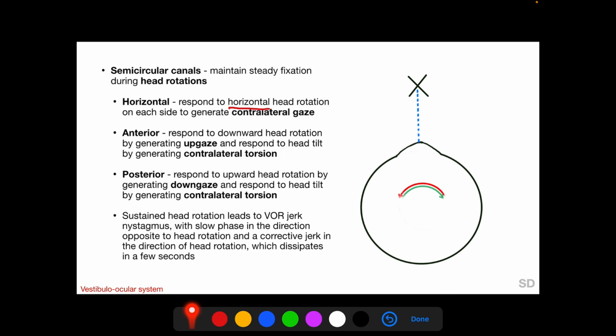upon leftward head tilt. Now, as we have mentioned, the vestibulo-ocular system generates steady eye movements to maintain fixation on a stationary target only during brief head movements, but during sustained head movements we get VOR jerk nystagmus, which dissipates within a few seconds. And in VOR jerk nystagmus, the slow phase is in the direction opposite to the head rotation, with the corrective fast phase in the direction of the head rotation.